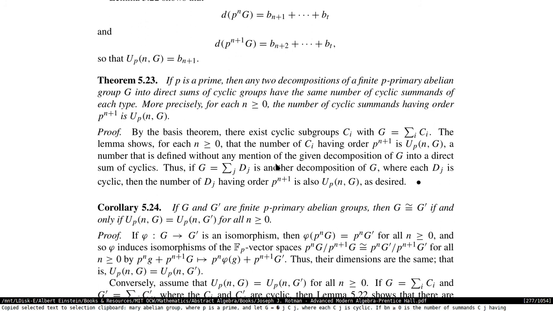So without any mention of the given decomposition of G into a direct sum of cyclics. Okay. Now, if G has another decomposition with these D's, where each D is cyclic, then the number of D's having order p^(n+1) is also going to be the same, right, as desired. Didn't he just state that? Did he prove anything? He just stated it.